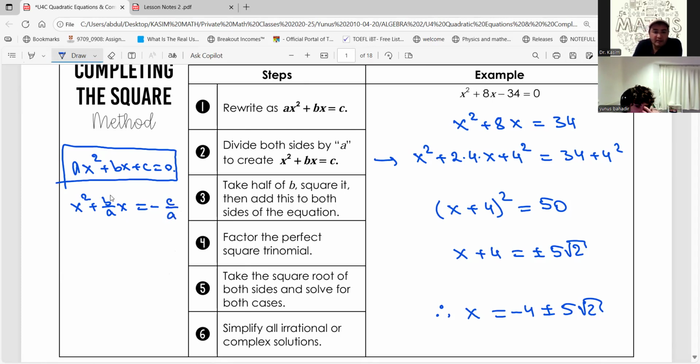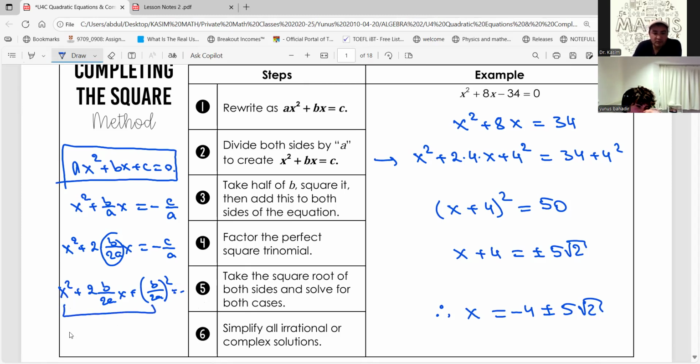Now I need the square of this number. So I need 2 in the formula, so I multiply by 2: x squared plus 2 times b over 2a x equals minus c over a. I need the square of this number, so I just add b over 2a squared to both sides. And this one is a perfect square. So here we have x plus b over 2a squared. On the right-hand side we have something; let me just label this by delta.